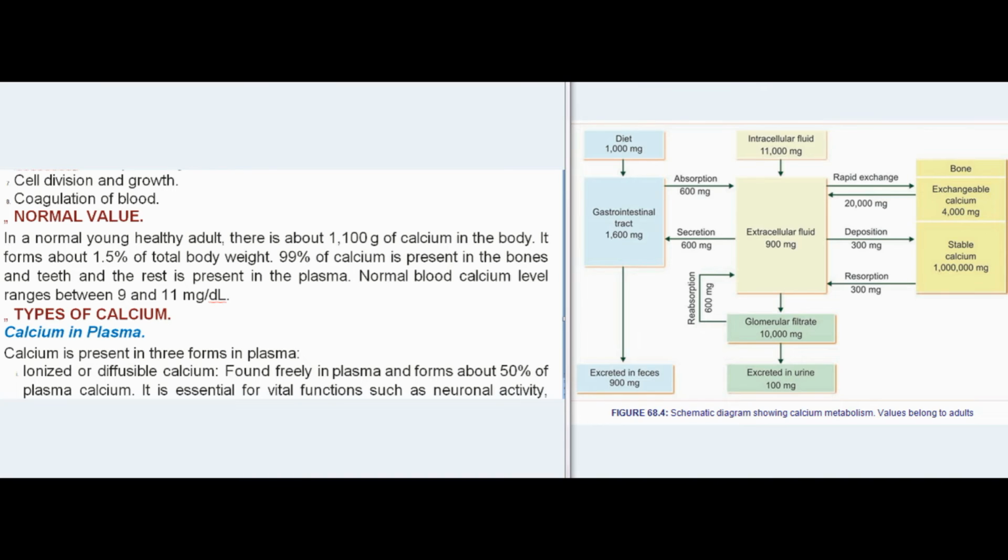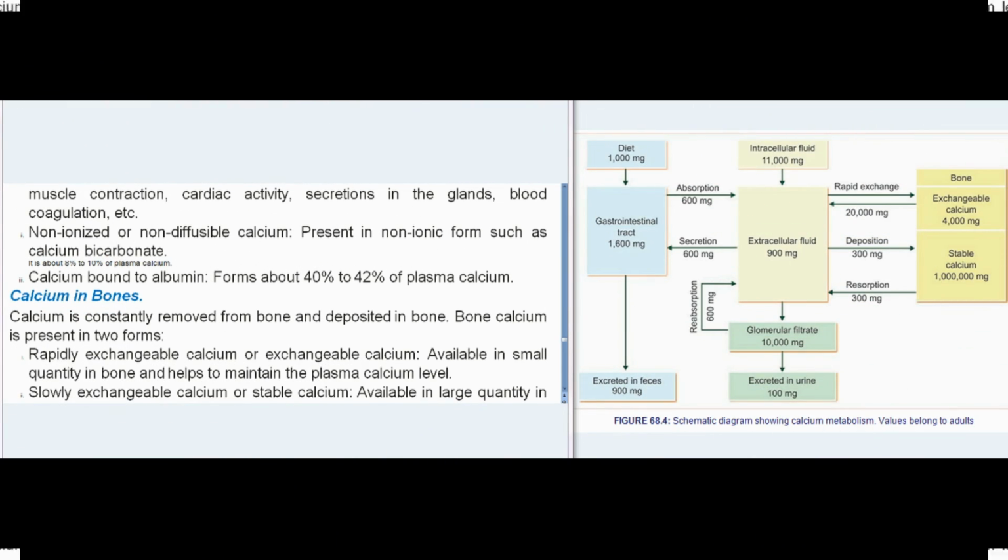Calcium is present in three forms in plasma: ionized or diffusible calcium, found freely in plasma and forms about 50% of plasma calcium. It is essential for vital functions such as neuronal activity, muscle contraction, cardiac activity, secretions in the glands, blood coagulation, etc. Non-ionized or non-diffusible calcium, present in non-ionic forms such as calcium bicarbonate. It is about 8% to 10% of plasma calcium. Calcium bound to albumin forms about 40% to 42% of plasma calcium.